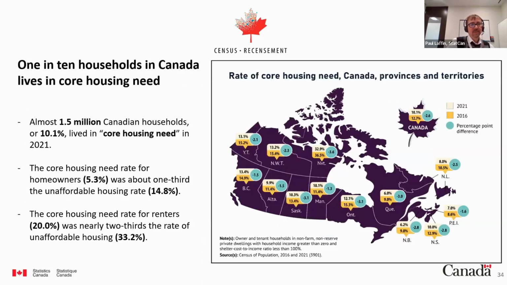And here's a map, and basically what it's showing is the rate of core housing need by province and territory. Almost 1.5 million Canadian households, or 10.1%, lived in core housing need. The core housing need rate for homeowners, 5.3%, was about 1/3 of the unaffordable housing rate. And the core housing need rate for renters, 20%, was nearly 2/3 of the rate of unaffordable housing at 33.2%.